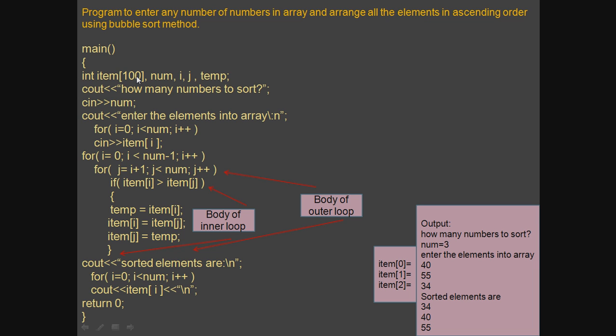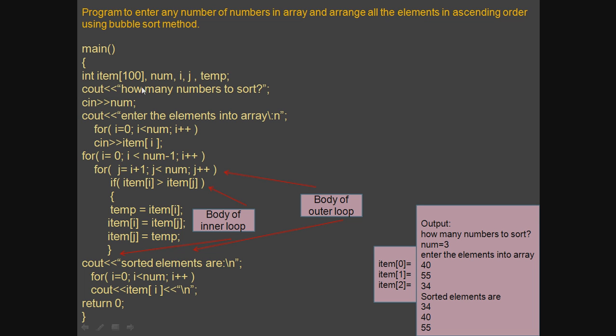Now it is not necessary that all of these subscripts will be used up, because according to this it will generate 100 array elements. That means 100 variables to store 100 values, right? But depending on the program, you may want to create only some array elements. So here in this particular output, you can see that only three array elements are created, that is item 0, item 1, item 2, because here how many numbers to sort, the data value entered is 3.